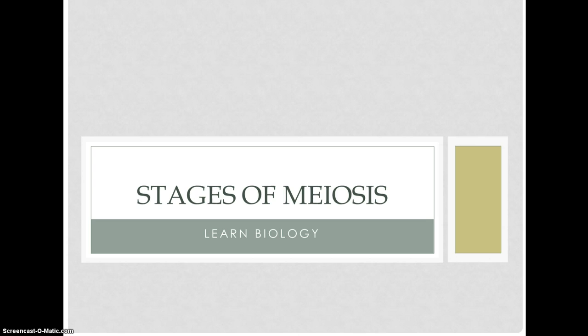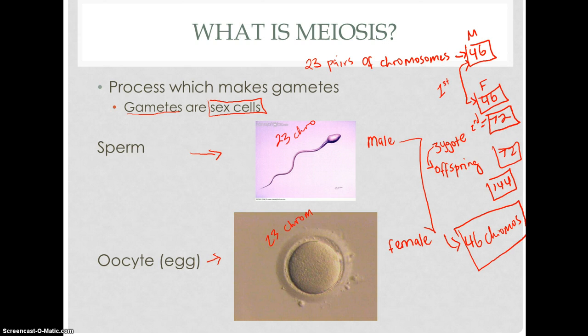So what is meiosis? Well, in its broadest definition, it is a process which makes gametes. Gametes are known as sex cells, and the two types of sex cells are the sperm and the oocyte, also known as the egg. The sperm is found in the male, the oocyte is found in the female.